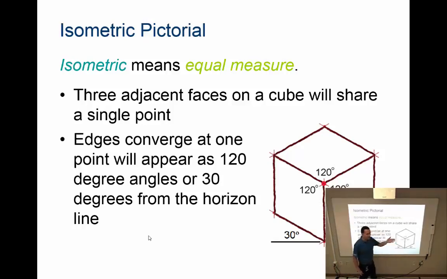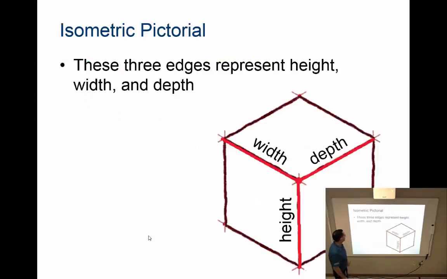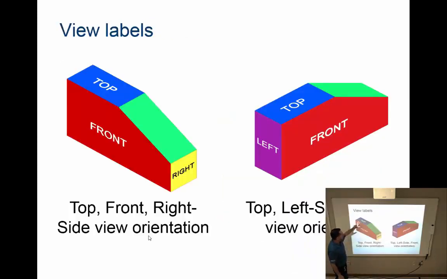The three adjacent faces on a cube will share one single point, which is what I see in here. And instead of dealing with the front face of the object like we did the oblique, we're dealing with the front edge, meaning the edge that would be closest to us as far as distance of the way that we're seeing it. These three edges then would represent the height of the object, the width, and the depth for my object. If this is the example of what we were drawing, it would be this edge here that would be the closest to me that I would focus on.